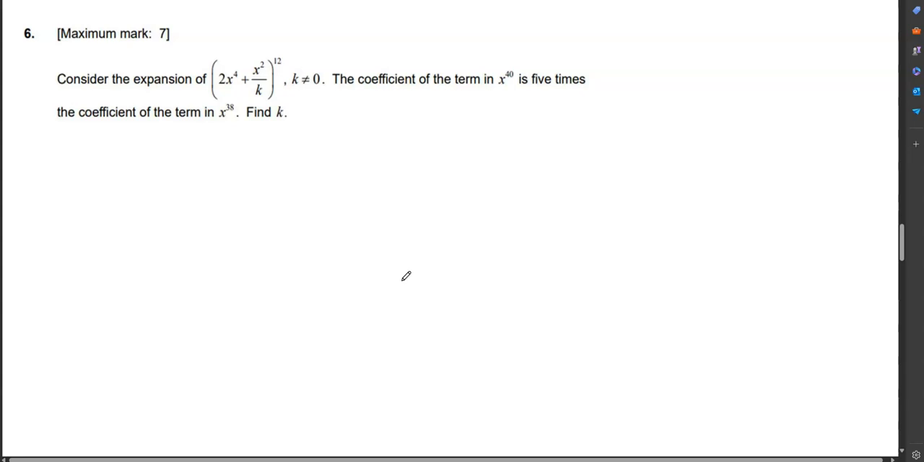Let's try number 6. This one is pretty similar. You should be able to try this yourself. Pretty sure it's a calculator question, just looking at the big numbers here. So pause, have a go yourself.